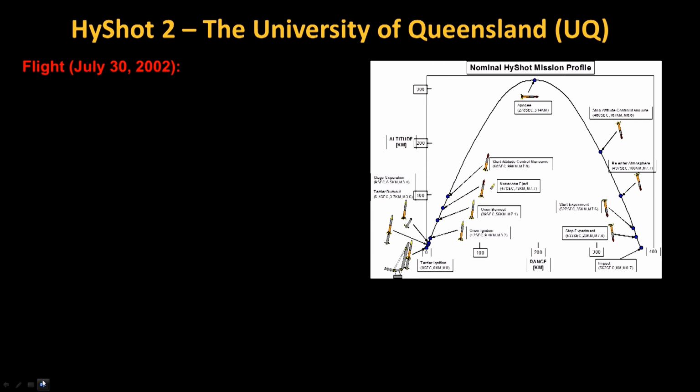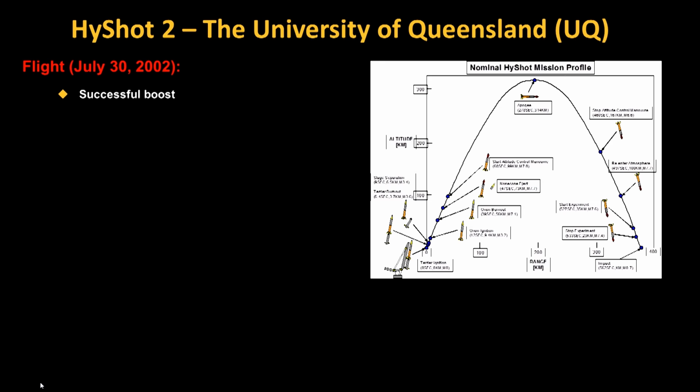HyShot 2 took place on July 30, 2002 from the Woomera test range in South Australia. The flight trajectory was highly parabolic, as shown, with the booster reaching approximately 300 km altitude, and the 5-second scramjet test occurred below 35 km on re-entry.